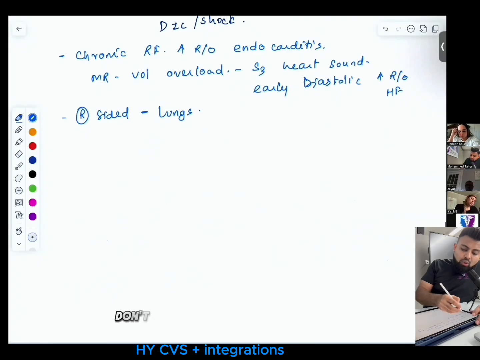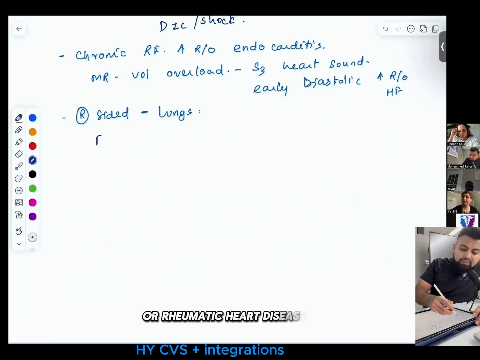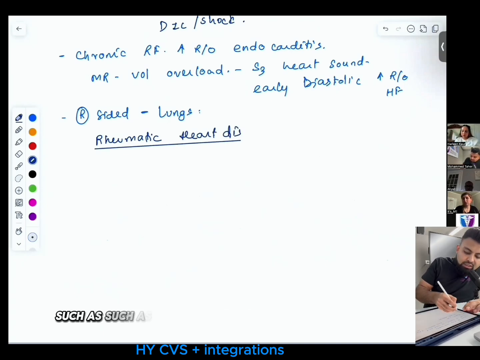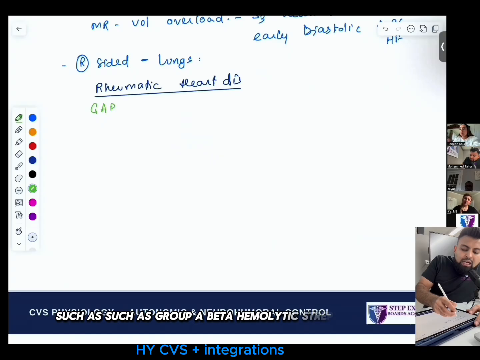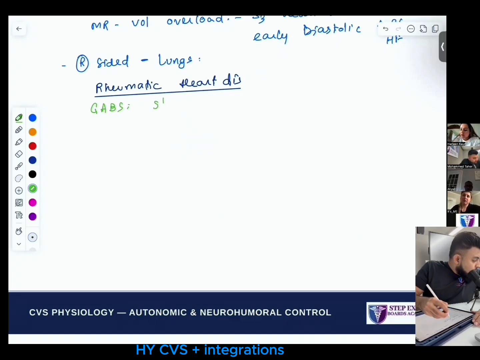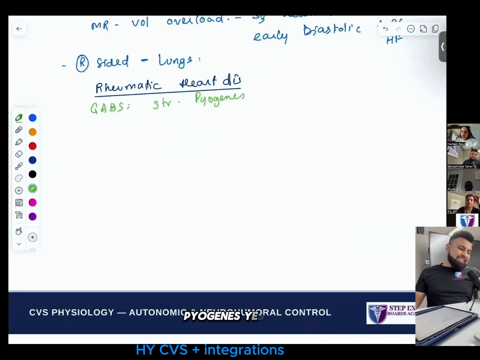But on the other hand, don't confuse with rheumatic fever or rheumatic heart disease. Now, rheumatic heart disease is primarily because of infectious agents such as Group A beta hemolytic streptococci, right? When I say Group A beta hemolytic, that is going to be my Strep pyogenes. Just write it, pyogenes, yes. Strep pyogenes is one of the most important ones. You should remember that is the etiology, that is the cause for rheumatic fever.